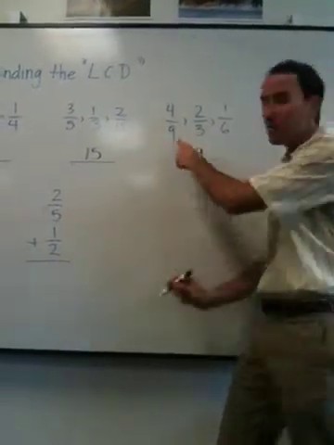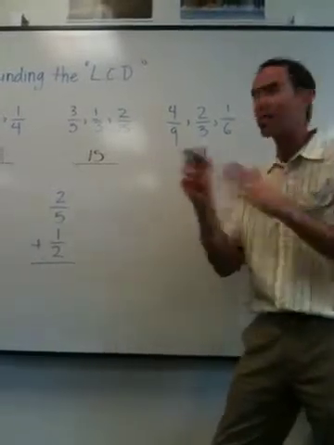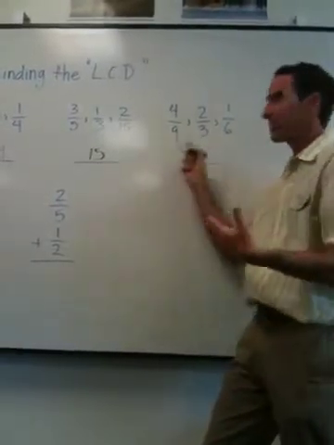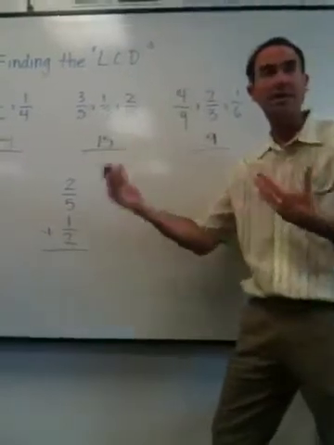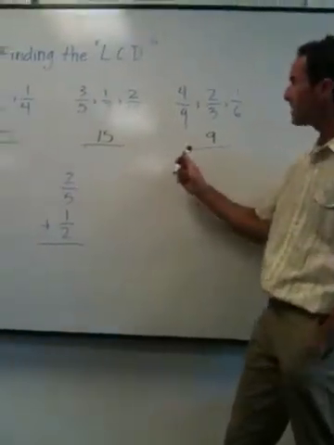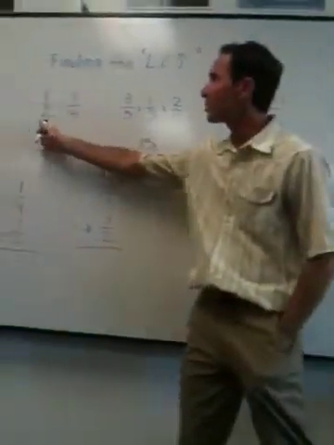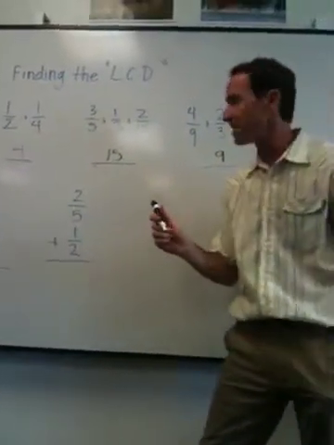Now, if that wouldn't have worked, Plan C is to multiply the largest number by 3 and see if it works. By 4 and keep going. Sometimes what you have to simply do, if you have 2 numbers, is multiply those 2 numbers and that will be your LCD. Alright, moving on.